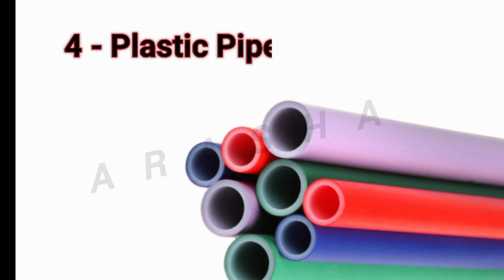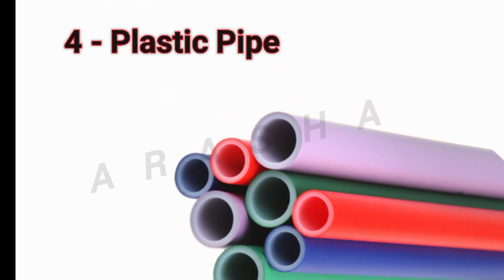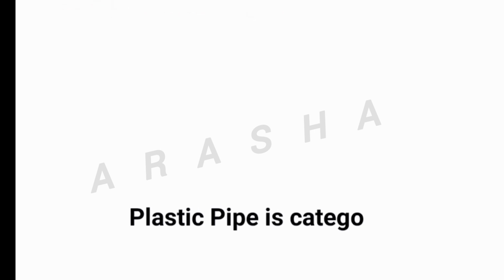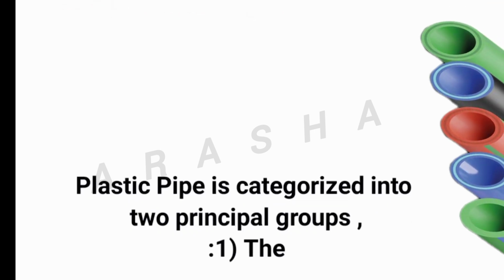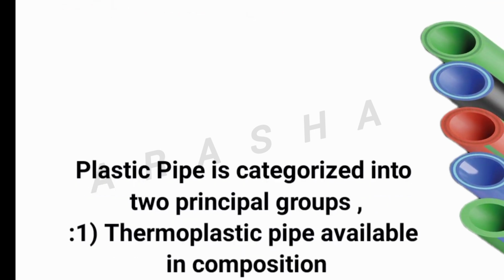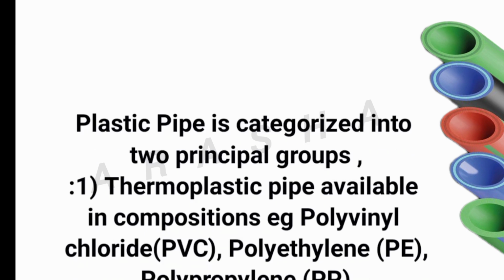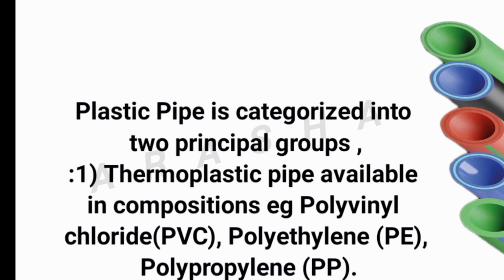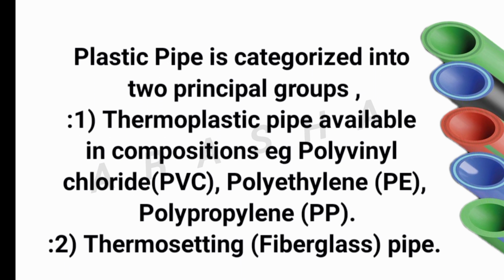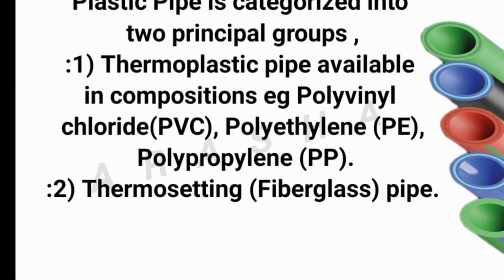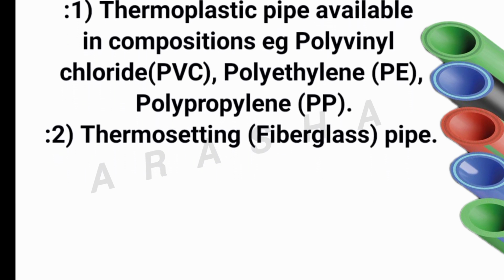Number 4. Plastic pipe. Plastic pipe is categorized into two principal groups. Number 1. Thermoplastic pipe, available in compositions e.g. polyvinyl chloride, PVC, polyethylene, PE, polypropylene, PP. Number 2. Thermosetting fiberglass pipe.